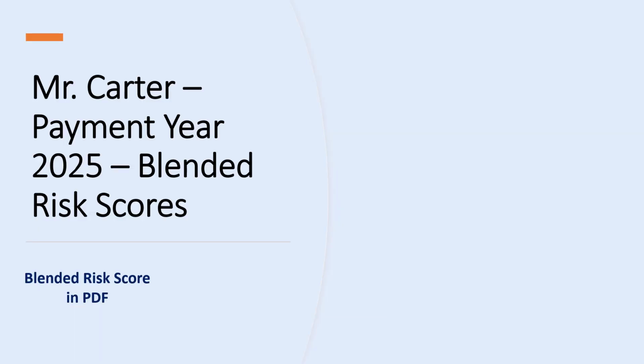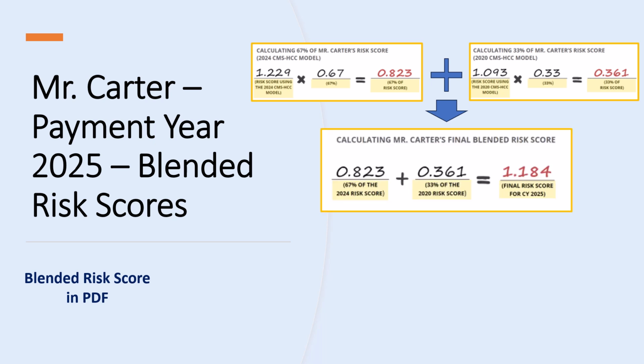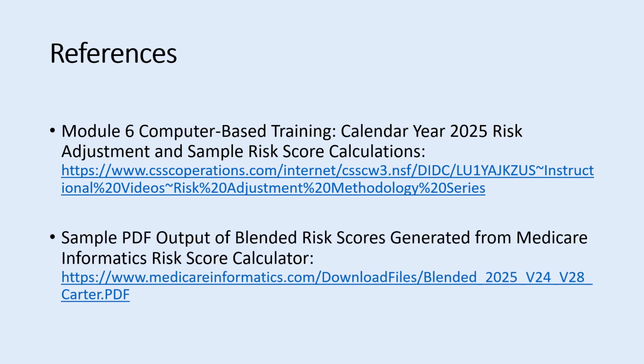For calendar year 2025, the Part C risk scores will be calculated as the sum of 67% of risk scores using the 2024 CMS-HCC model and 33% of risk scores using the 2020 CMS-HCC model. In Module 6 Computer-Based Training, you will learn the changes that impact calculating risk scores for calendar year 2025 and briefly review what has not changed. Also, please refer to the sample PDF output of blended risk scores generated from the Medicare Informatics Risk Score Calculator.